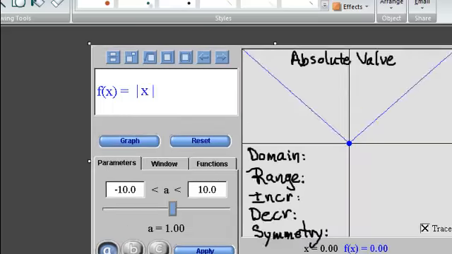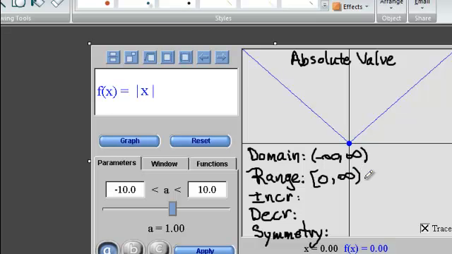Here's my absolute value function. My absolute value function, I don't have any restrictions on x. It can be anything, so my domain is once again negative infinity to positive infinity. The range, what do my y's vary from? That would be from 0 on up to infinity, including 0.